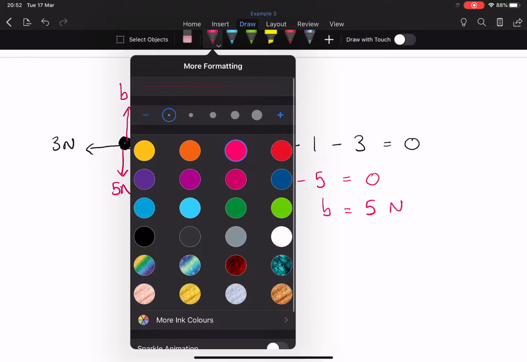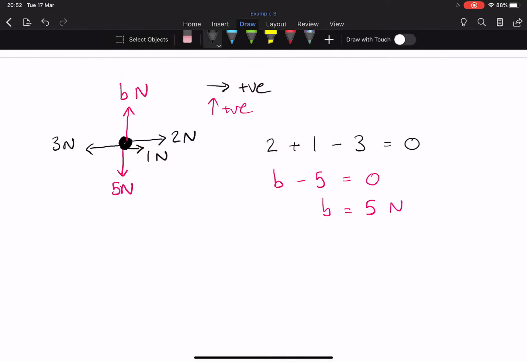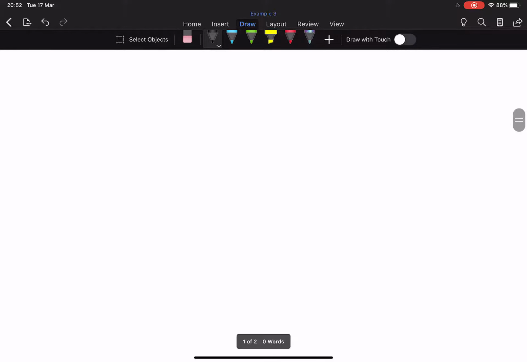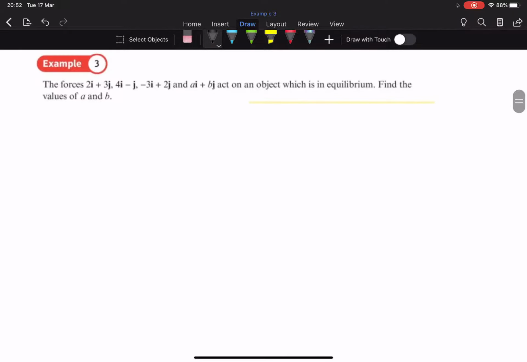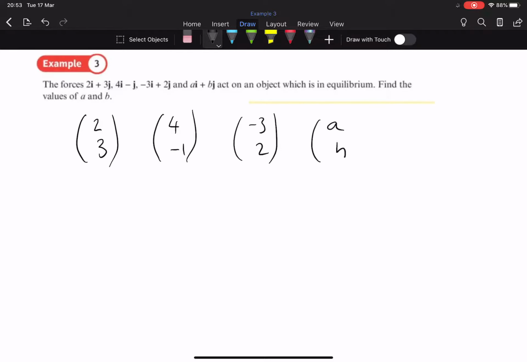So all we're going to do in this example is do a similar thing, but we're going to write our forces as vectors. So in example 3, we've got 4 vectors acting on this object. Let's write them in vector form. We've got one force of vector (2, 3), which means that it's 2 newtons to the right and 3 upwards. We've got this other vector, which is (4, -1). We've got another vector, which is (-3, 2), and a final vector, which is (A, B).